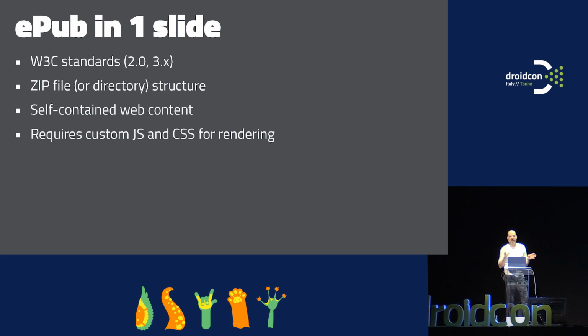Basically, an ePub file is just a zip file of a certain structure with local web content in it. Sorry, with self-contained web content. It's basically just a bunch of HTML files, usually one HTML file per chapter in the book. There's CSS files, it can be JavaScript, there's images, and there's some XML files which define the content as well. In order to display an ePub, you need custom JavaScript to load it, to format it, to inject CSS into it. So that's the challenge with ePub.